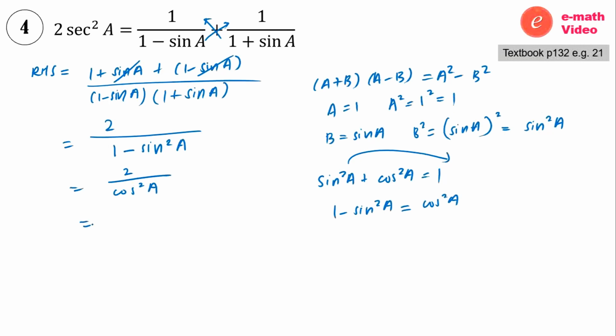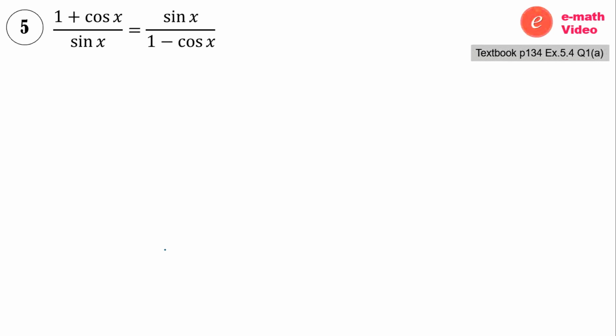I need a secant square, so I take out 1 over cos square a. 1 over cos square a is secant square a. Proven. Number 5. For this question, I think starting from the left hand side or the right hand side is the same because they are evenly complicated. Right? So we start from the left hand side.